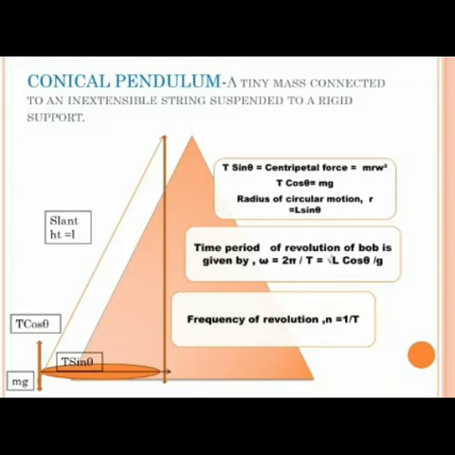Let us talk about the frequency of revolution. The frequency of revolution is given by the letter small n. Small n is the reciprocal of the time period. Therefore, the frequency of revolution is n equals 1 upon T.